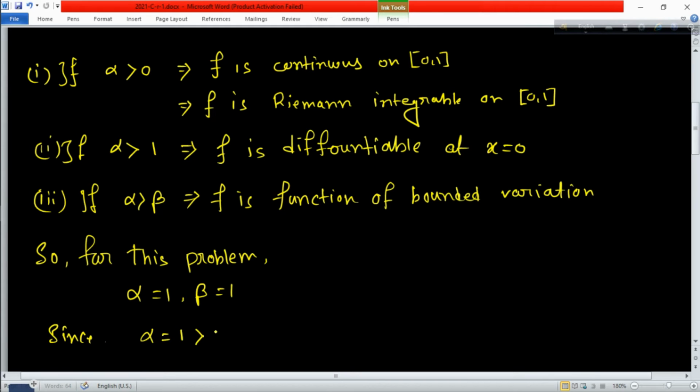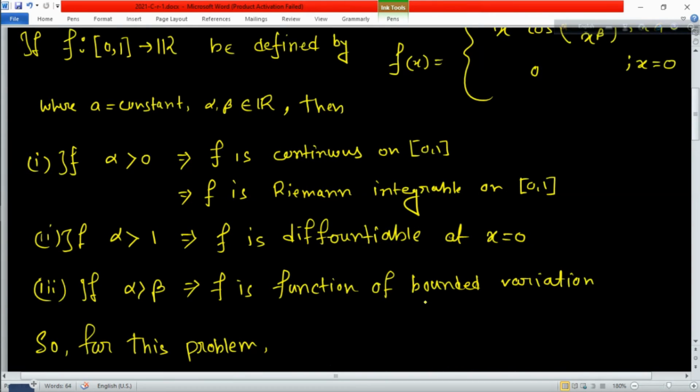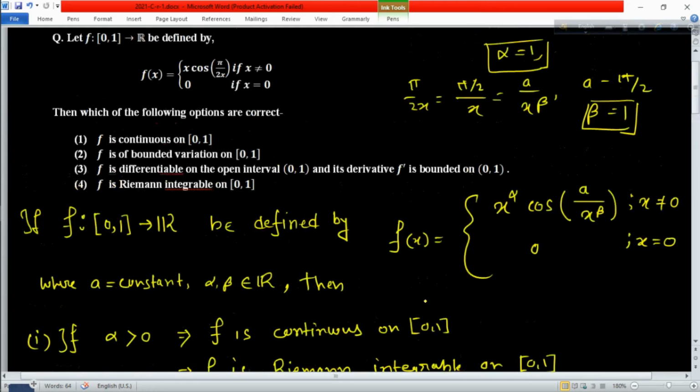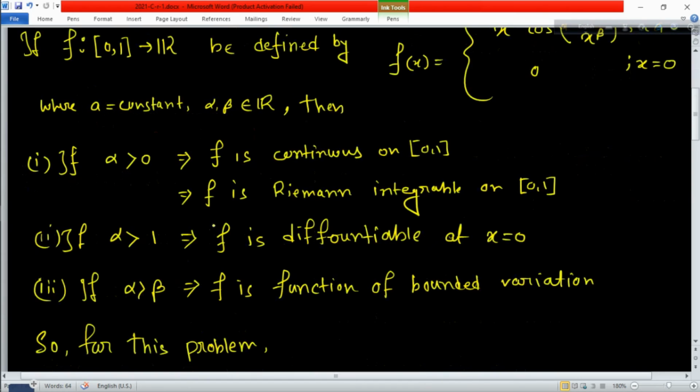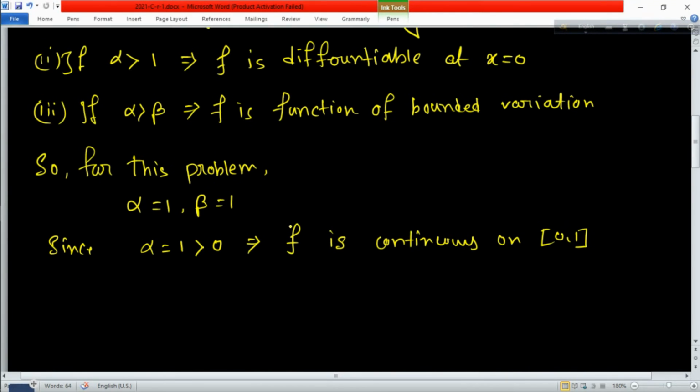Now, since alpha equals to 1, which is greater than 0, this implies our given function f is continuous on [0, 1]. And thus if I look at the options, f is continuous on [0, 1], so option 1 is correct.